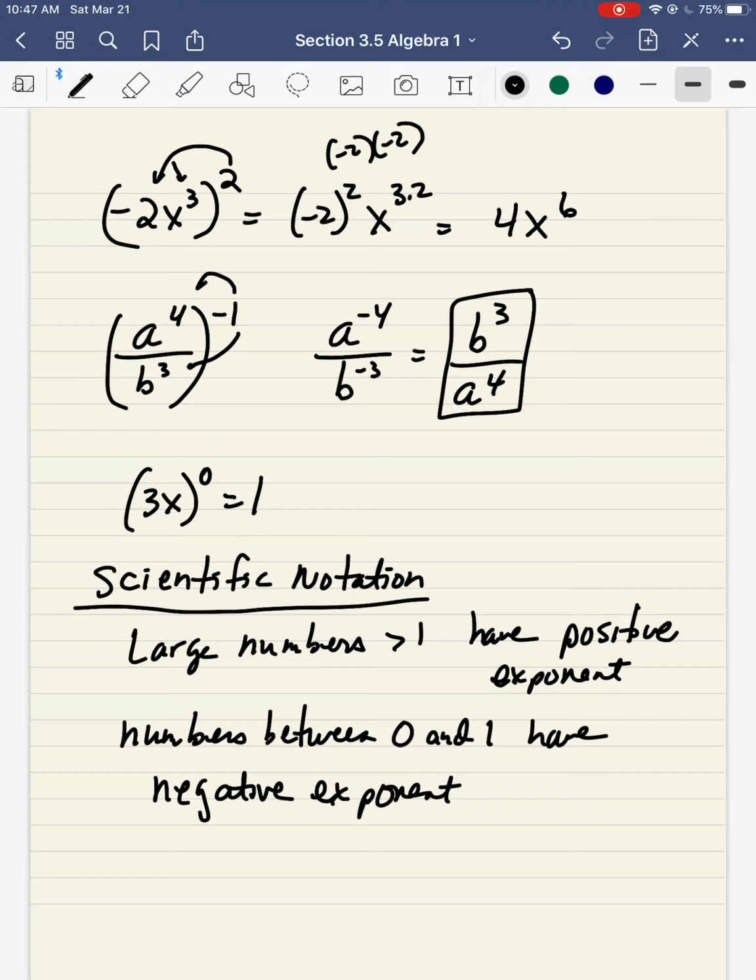Scientific notation. In general, the format for scientific notation is a number times 10 to the n. If you have large numbers greater than 1, you have a positive exponent. If you have numbers between 0 and 1, you have a negative exponent.